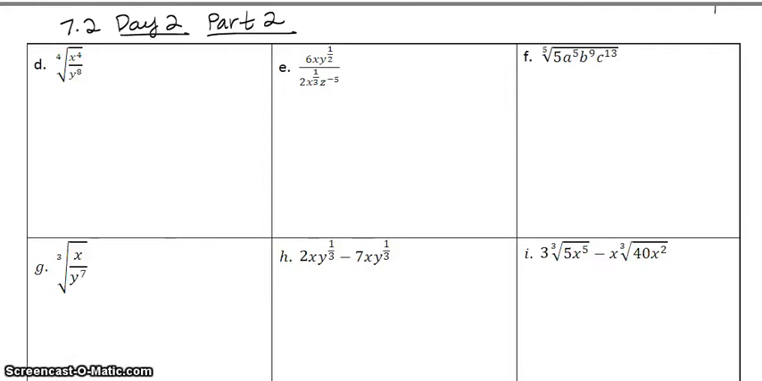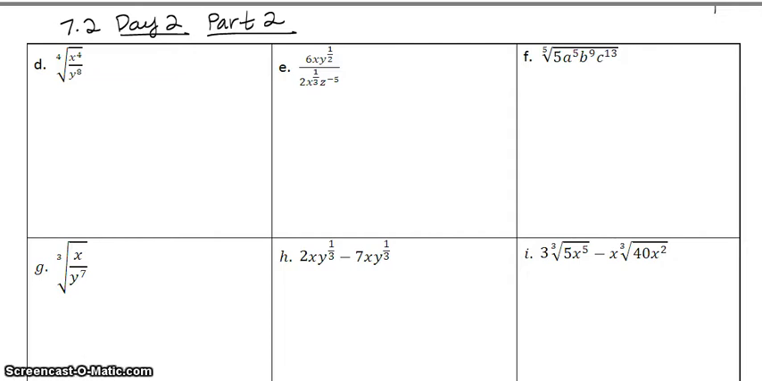Hey everybody, this is 7.2, Day 2, Part 2. So in this section of our lesson, we're going to spend some more time doing different types of simplifying, and then we're going to also learn how to rationalize a denominator. So first of all, just continuing with the simplifying.